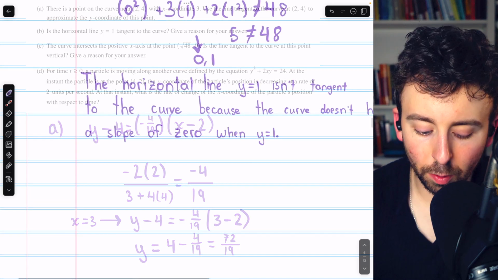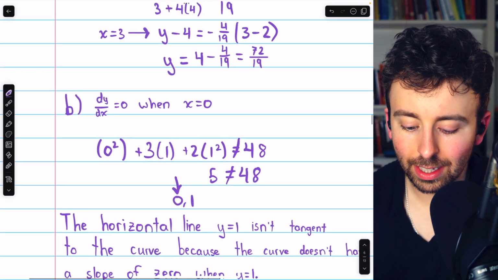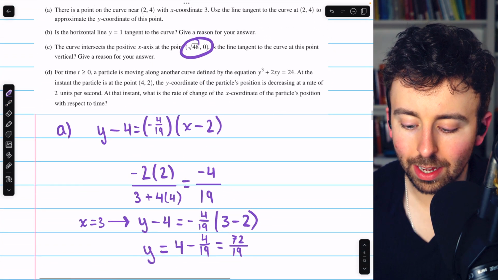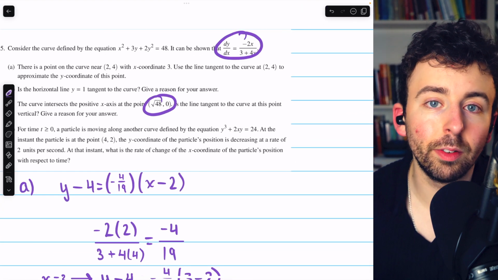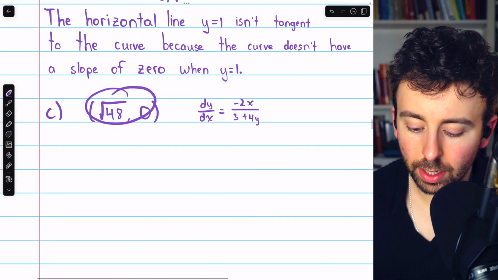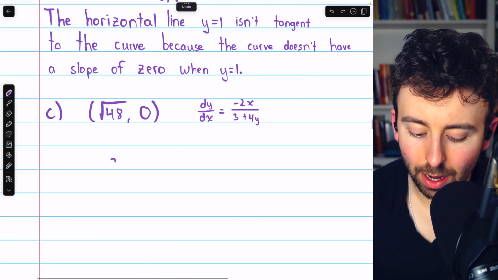So let's check. For part C, we will plug the given point, which is root 48, 0, into this expression for the derivative, and check if it's undefined. Here's our point, here's our derivative. Let's go ahead and plug it in.